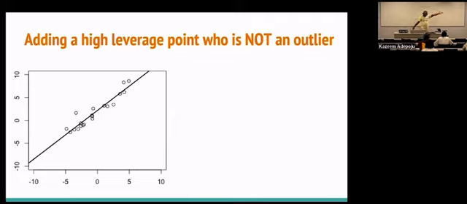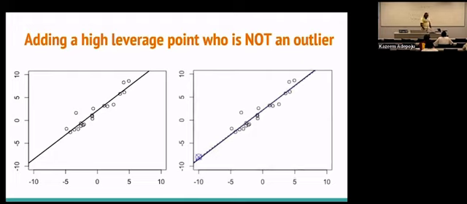This one is okay, right? If you take a look at this kind of plot, that's okay. Let us add this one. If you take a look at the second one now, what is happening is we're adding a high leverage point that is not an outlier. Do you see that point, far away from others?